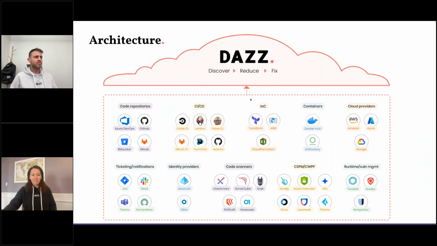Just to lay out the picture of what the DAS platform integrates with. As I mentioned, we integrate with all of the security tools related to code scanners, right? We also integrate with all of the code repositories out there, with the CI/CD pipeline tools, infrastructure as code tools, the Terraforms, the ARM. We also read all the information from container registries and all of the major cloud providers.